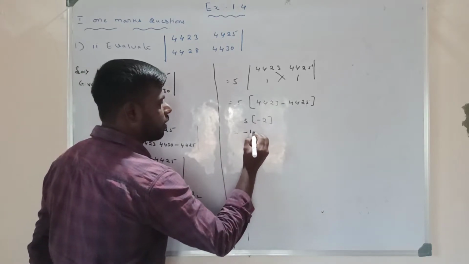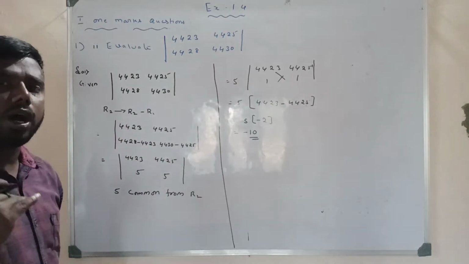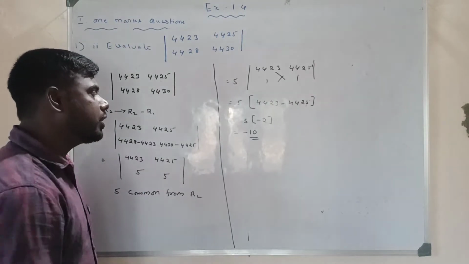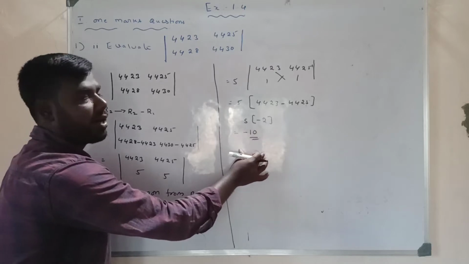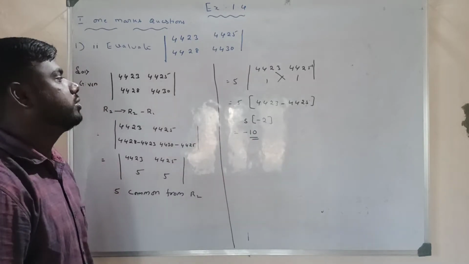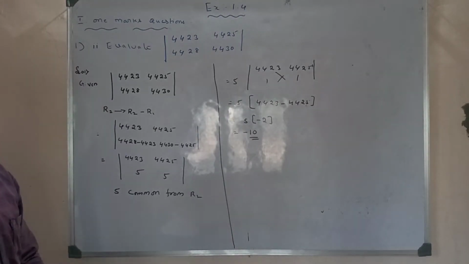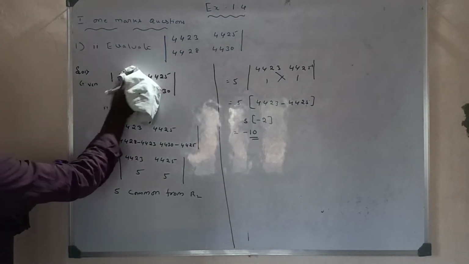What is the value here? Minus 10. Whether we apply row operation or column operation, finally we get the same answer. Which answer are we getting? Minus 10 is the answer. This is the required solution for this question. I think everyone understands the second question also. Next we are explaining the third question.